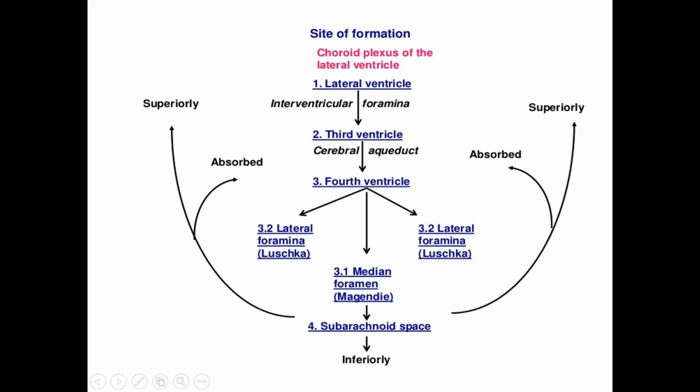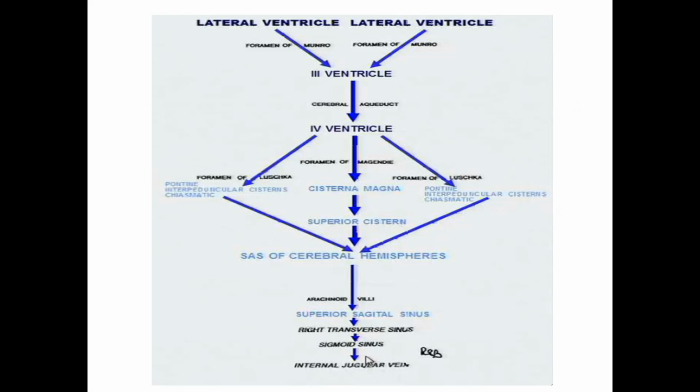And from there it goes into the arachnoid villi, which are present in the dural sinuses, and the CSF is absorbed. Here in this picture, again, you can see the route of the CSF flow. First of all, it is produced in the lateral ventricles. From the lateral ventricle, with the help of the foramen of Monro, it goes into the third ventricle, and from the third ventricle, with the help of the cerebral aqueduct, it goes into the fourth ventricle.